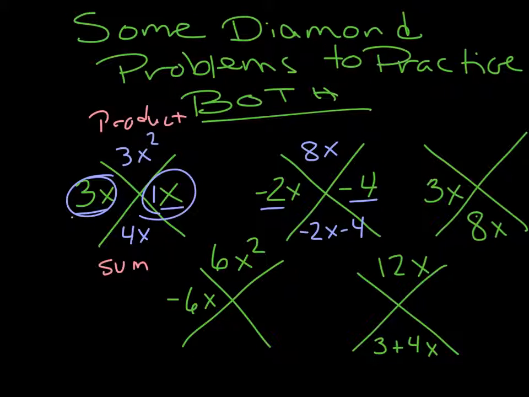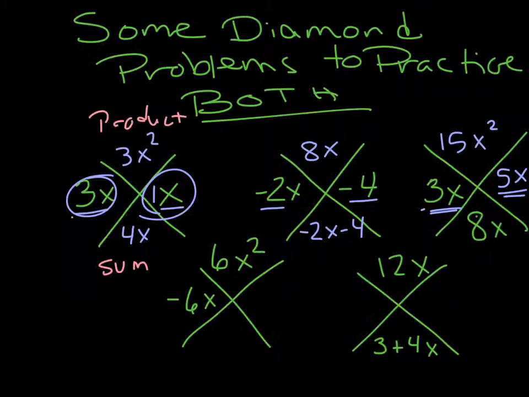Okay, the next diamond problem, this one's more like a puzzle. I need to know 3x plus what is 8x. Well, I know it has to be an x because I need to add like terms, and 3 plus 5 is 8. So that would have to be a 5x. And then when I go to multiply, 3 times 5 is 15, x times x is x squared.